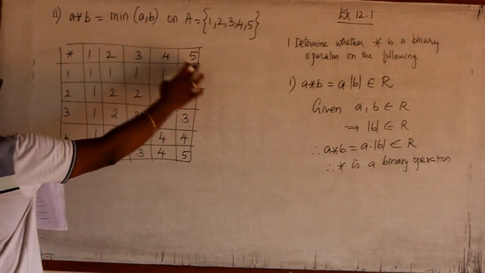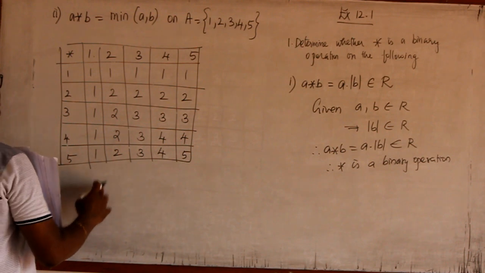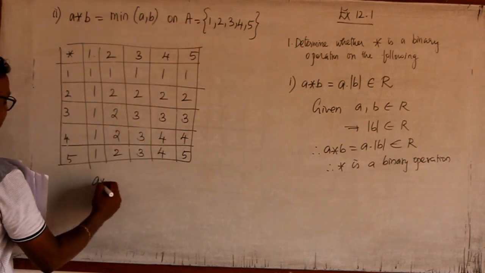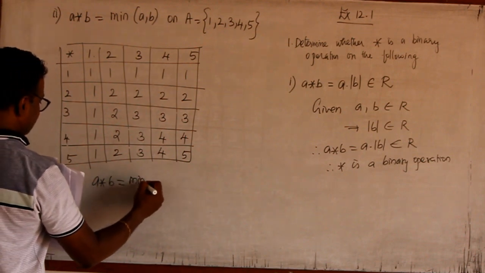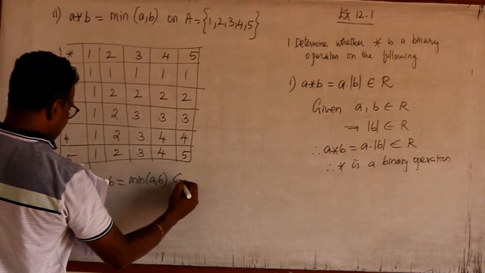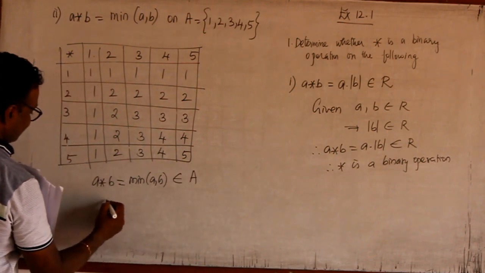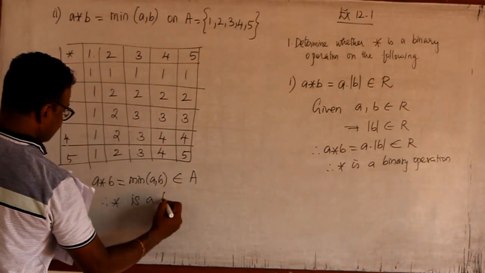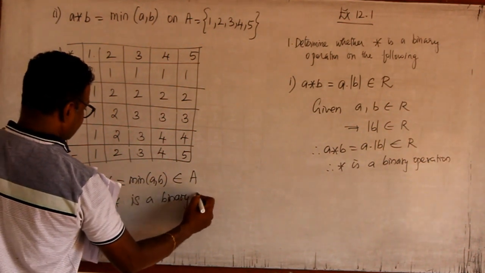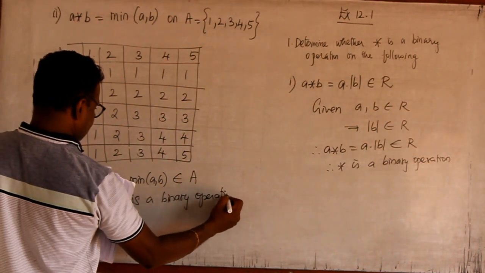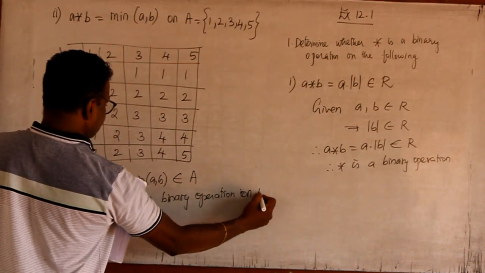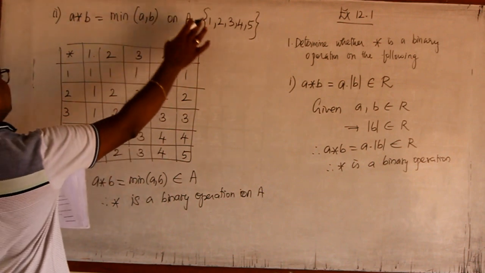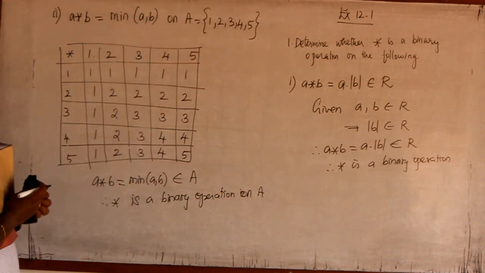See, now the result is nothing but 1, 2, 3, 4, 5. That means for all the elements, the result is also in A. So A star B equal to minimum of A comma B also belongs to A. Therefore, star is a binary operation on A. Are you understanding? When I operate two elements, if the result is also in that set, then we say it is a binary operation.